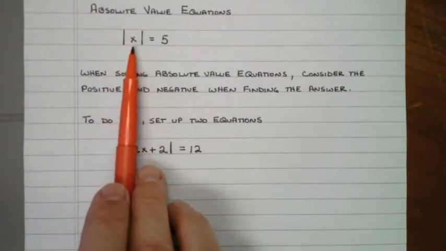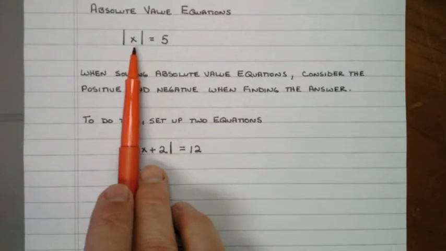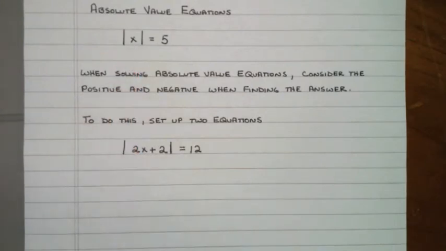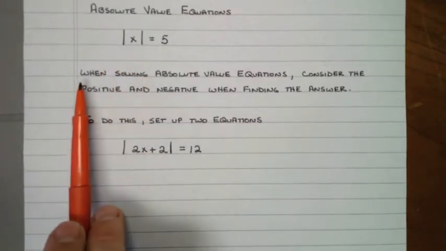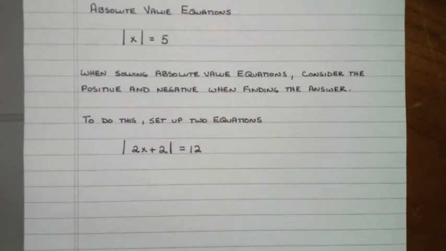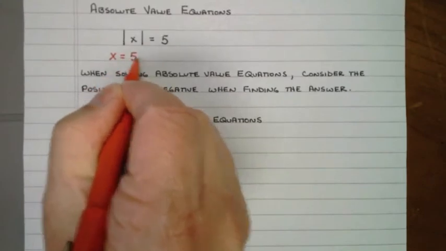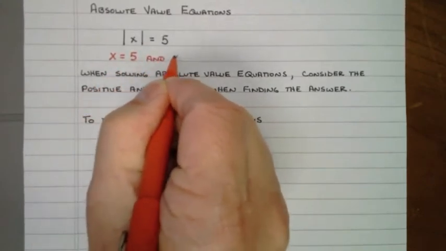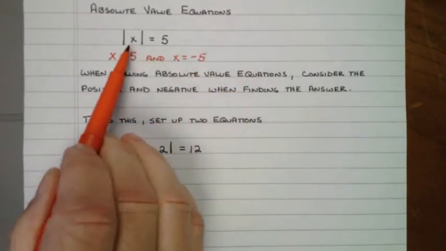If I take the absolute value of something and I get 5, what could that number be? Well, the absolute value of 5 is equal to 5 because 5 is 5 spaces away from 0. Is there another number that's 5 spaces away from 0 on a number line? That would be negative 5. So when you solve absolute value equations, you need to consider the positive and negative when you find your answers. So the answer to this right here, x is equal to 5 and x is equal to negative 5. Those are the two numbers that could be this answer.